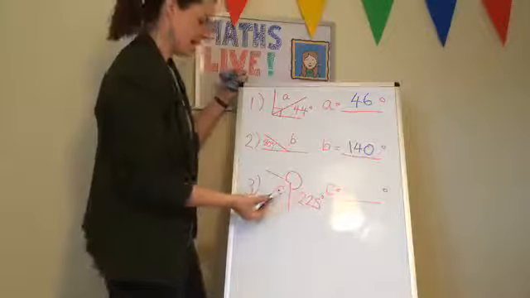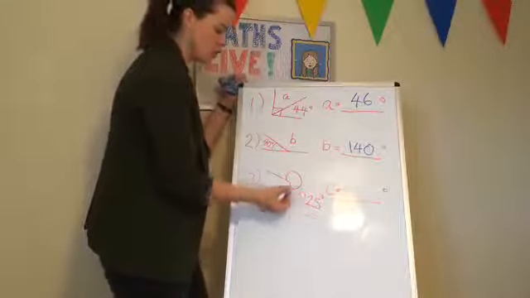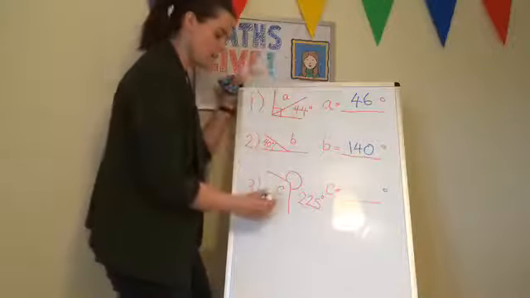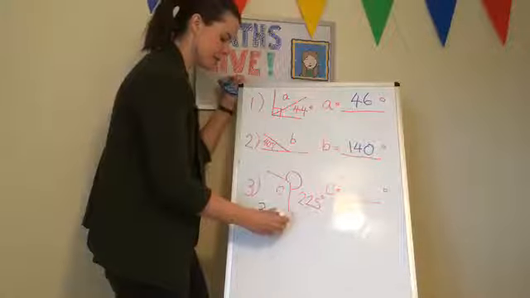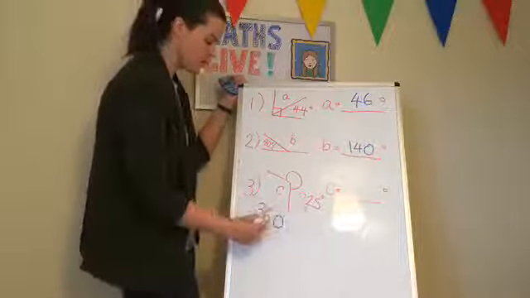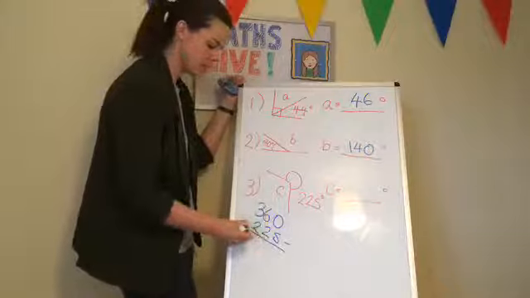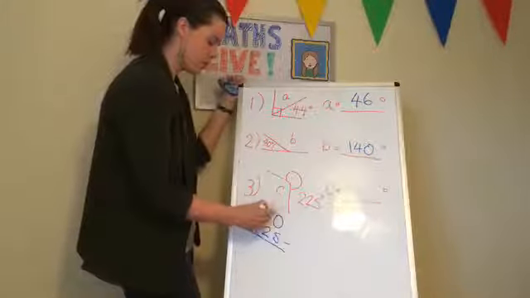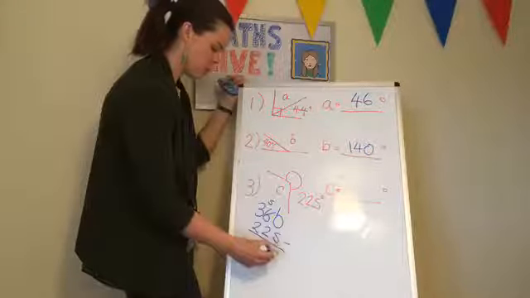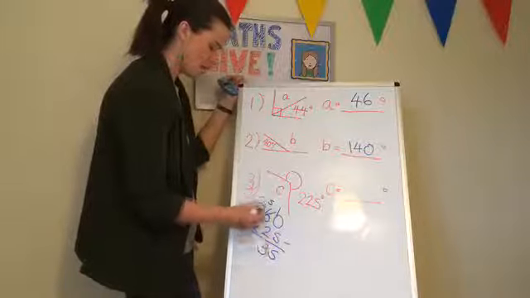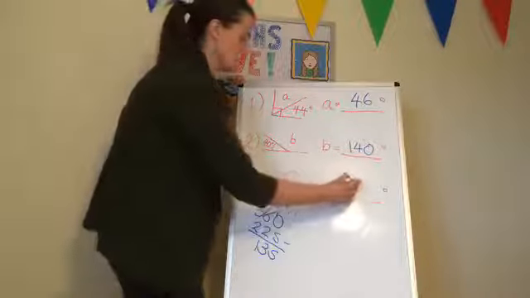Brilliant. And C, so we've got 225. We know that a full spin is 360. We've been given 225 and we need to subtract to work out what the missing angle is. So we can't do 0 take away 5, so make that 5, so that's 5, 4, 3, 3 take away 2 is 1, so that's 135.